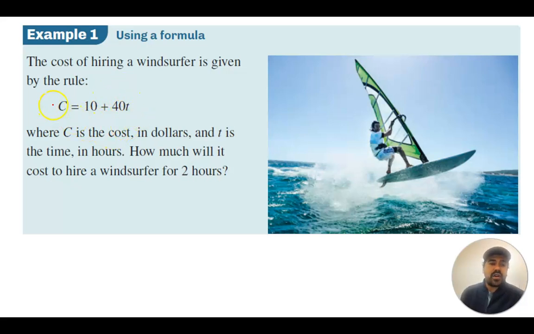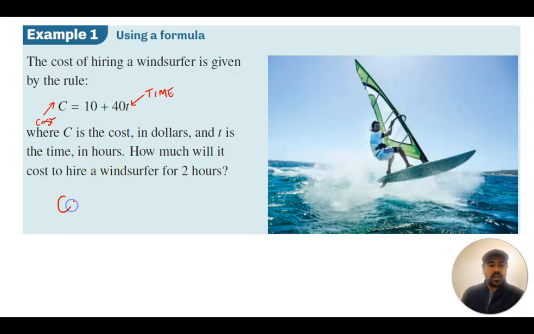Now C is the cost. What I'm going to receive at the end of a particular arithmetic transaction is the cost of something, and this is going to be in dollars. And what I have to provide for that is T, which is a time frame in hours. So this here will be cost, and this here will be time in hours. And what we're going to do with this formula is try to figure out how much it will cost to hire a windsurfer if we were to hire it for 2 hours. So a few key concepts: whenever you see a number next to a letter, there's an invisible multiplication in between.